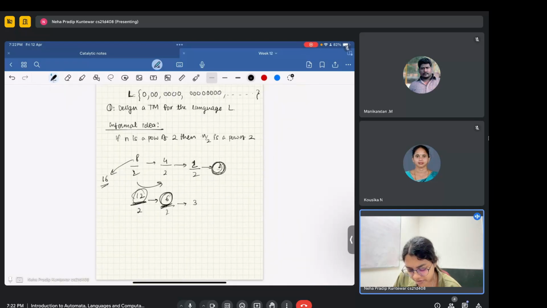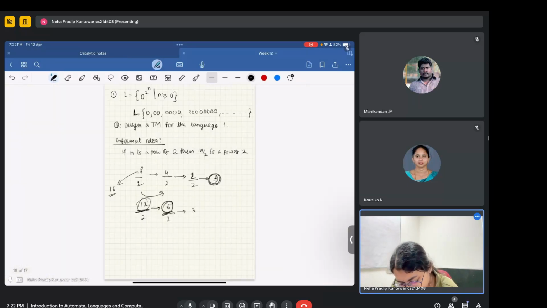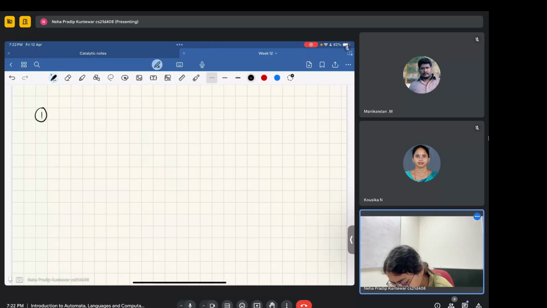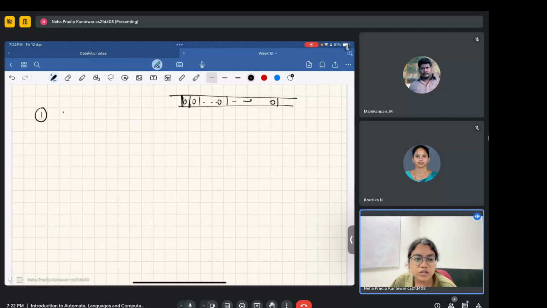So that is the informal idea. We will write this here. The idea is that you have this tape where you have some zeros written. For the first 0 that we read, we are going to keep it 0 only, but for the next 0 that we read, we will cross it off. We will remove it by writing, let's say, x. Then the third 0 we write as it is, but the fourth 0 we will cross off. The fifth one we will keep, and so on.